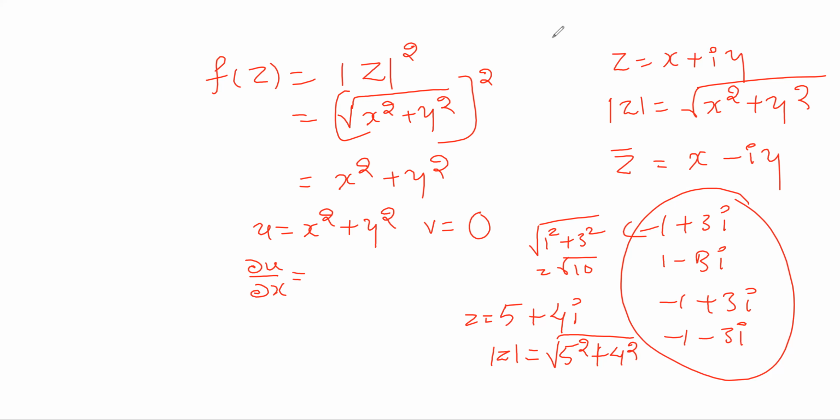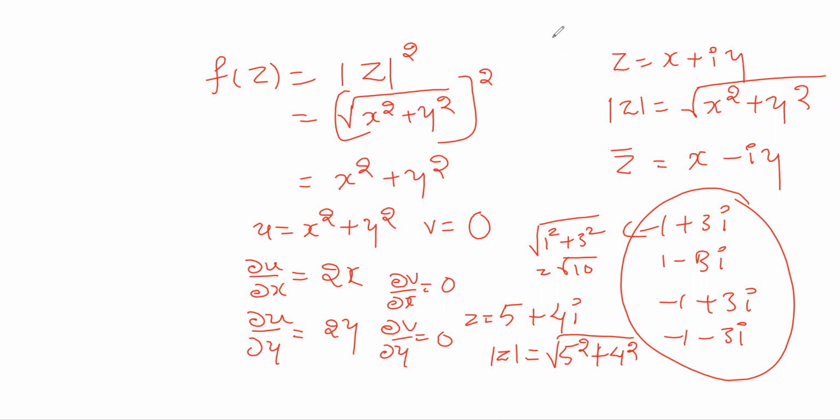Now find out dou u by dou x. Dou u by dou x equals 2x. Dou u by dou y equals 2y. Dou v by dou x is 0, and dou v by dou y is also 0. So now is it satisfying the CR equations? No, sir. So that means the function mod z square is not an analytic function.